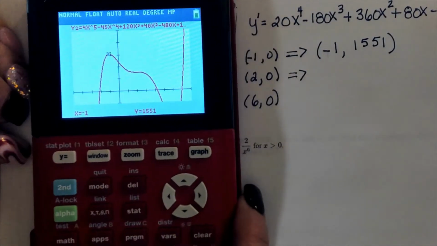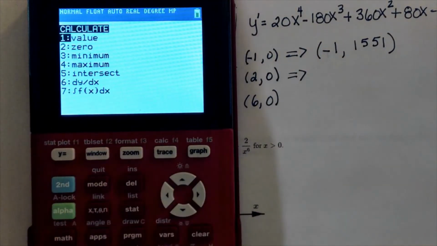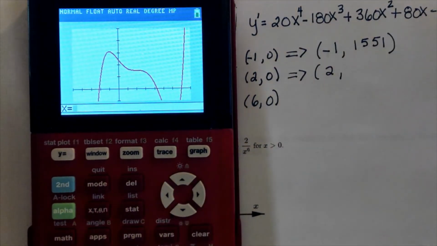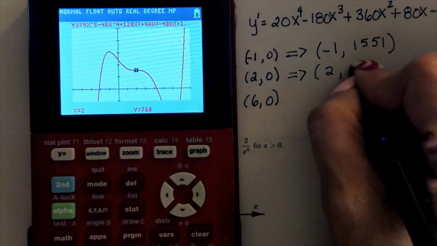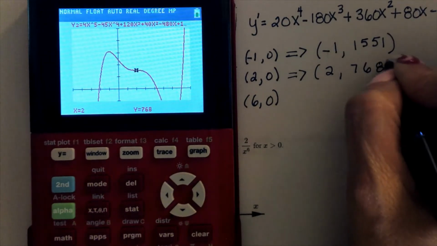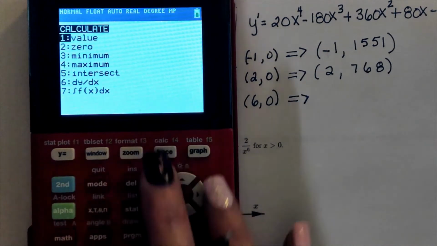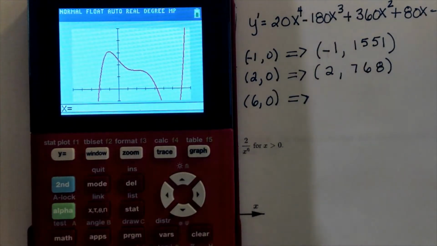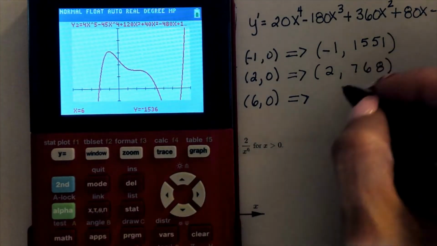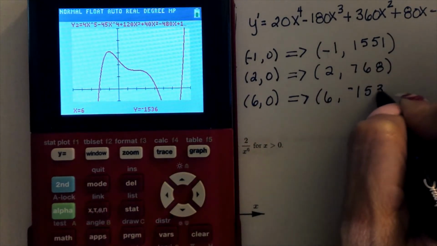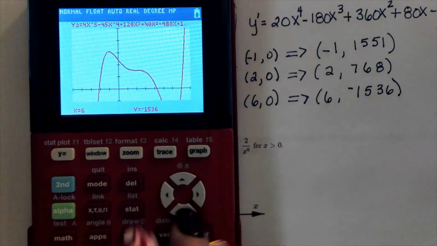Okay, now let's calculate a value when x equals 2. And that value is 768, and I can see that's a turning point. Second, calculate a value, x equals 6. And at 6, it says we're at -1,536. Those are my turning points.